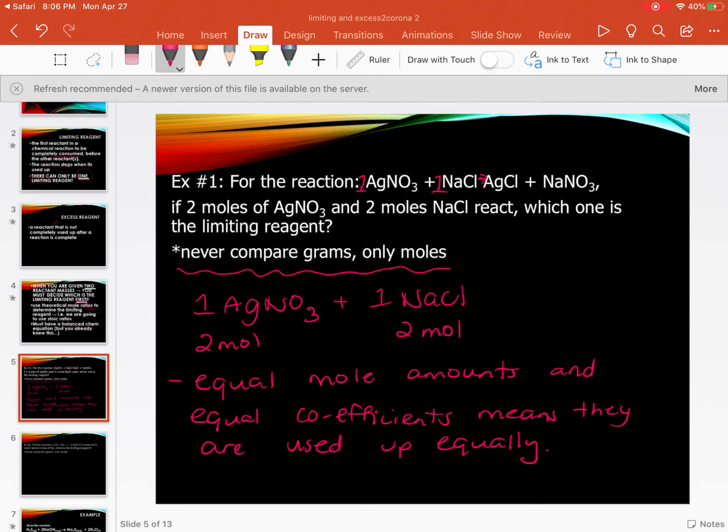Normally, one of them will still be in excess. For example, sodium chloride, table salt, is really common. So the limiting reagent would be something like silver nitrate, because it is rare and more expensive. But here, equal mole amounts, equal coefficients mean they are used up equally. So therefore, either of them is the limiting reagent. I'm going to use the short form LR. Okay? Well, wouldn't it be nice if it was always this easy, right?